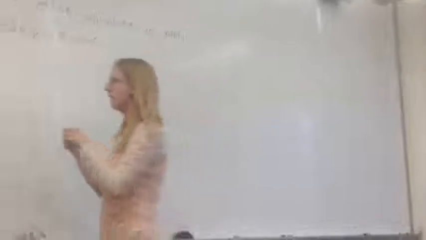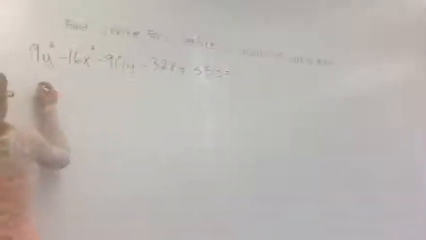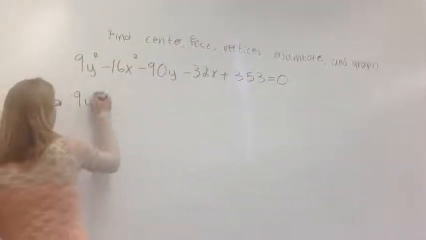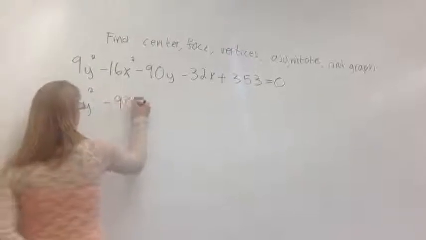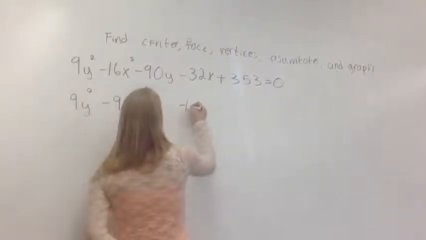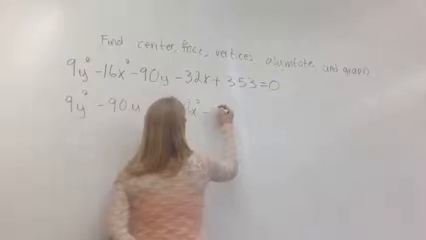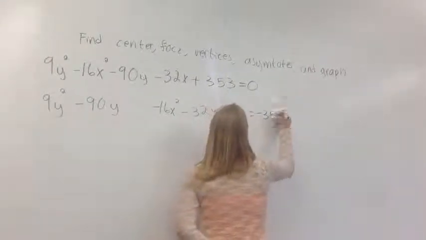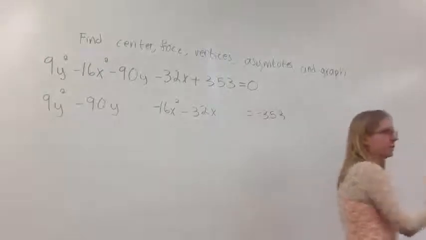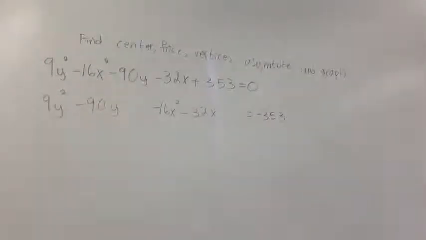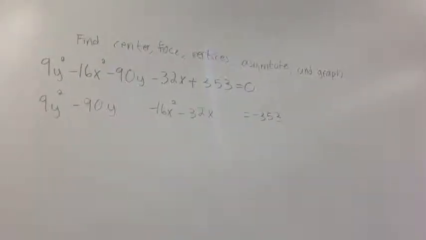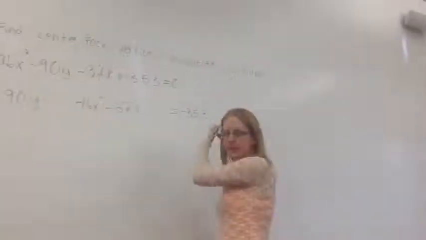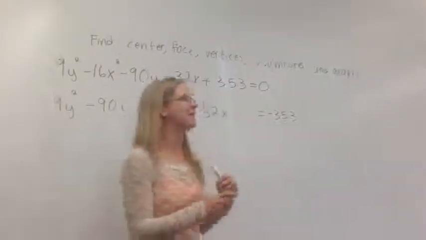Okay, so let's rewrite this. All the y's next to each other, all the x's next to each other. So I'm going to have 9y squared minus 90y minus 16x squared minus 32x equals negative 353. Does this sound familiar now? Same way we did the ellipse last time? Okay, all the y's together, all the x's together, loose numbers all on the other side. Now I need to complete the square.